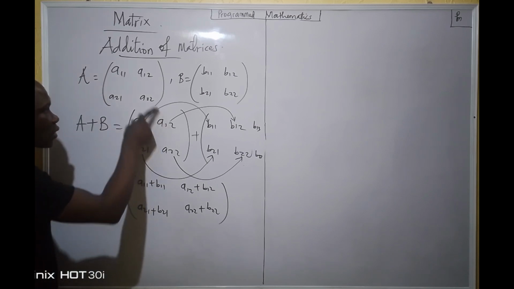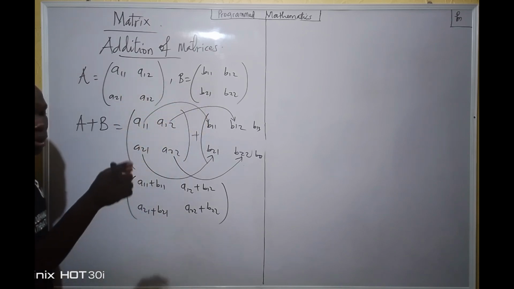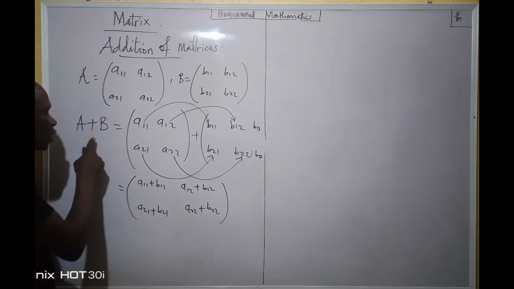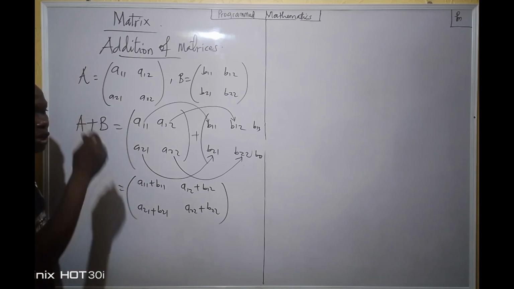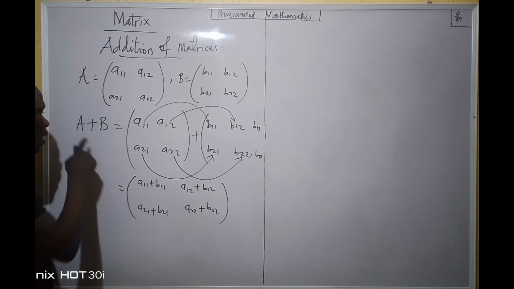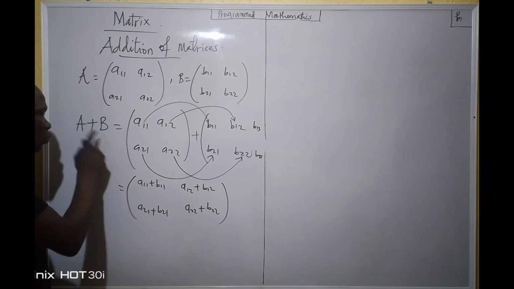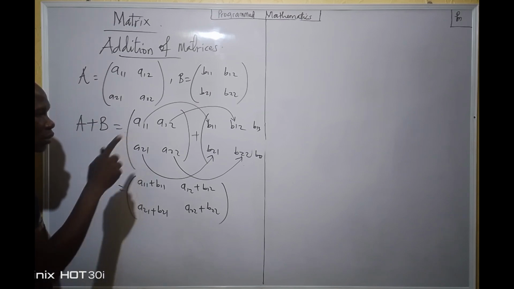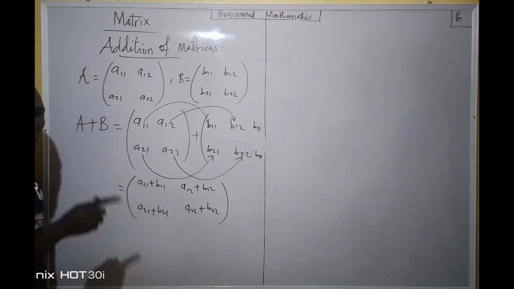No rule says they must be square matrices. No, they just must have the same order. If A is a 2 by 3 matrix, B also must be a 2 by 3 matrix. If A is a 2 by 2 matrix, B also must be a 2 by 2 matrix. So before you can add any two matrices together, the dimensions must be the same.